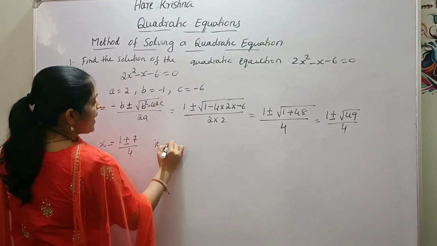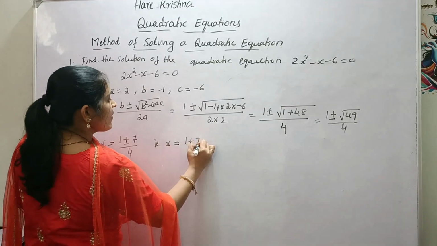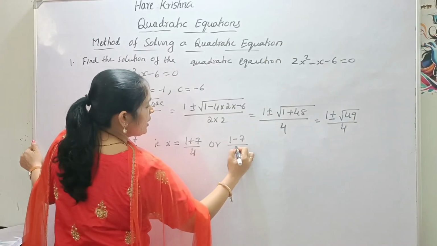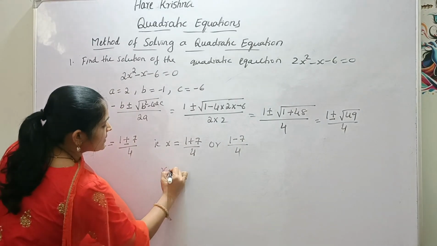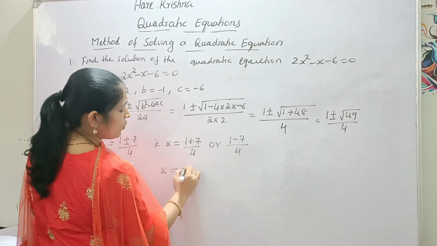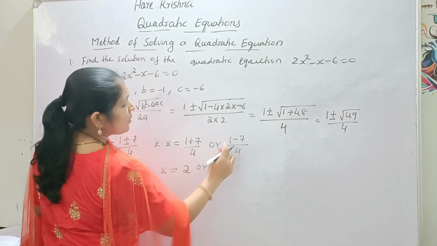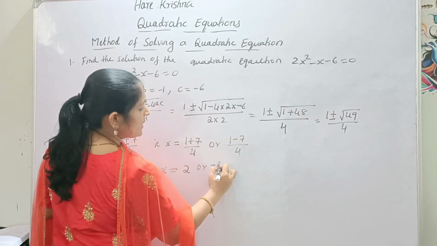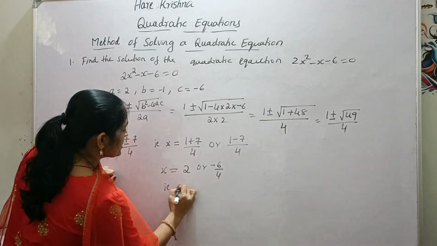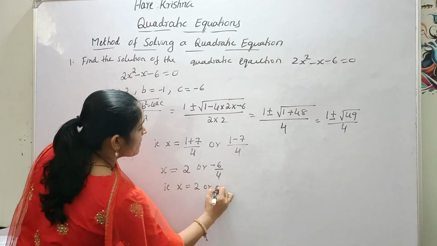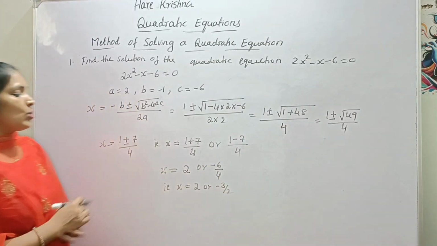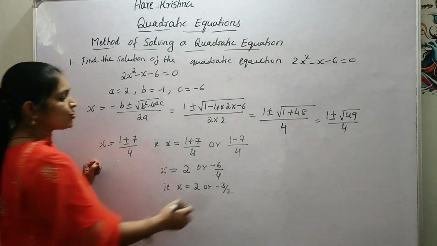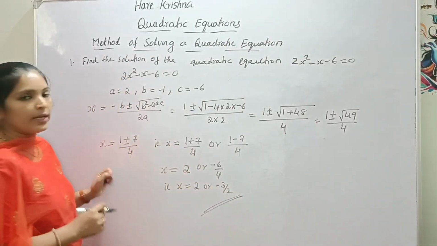That is, x is equal to 1 plus 7 divided by 4 or 1 minus 7 divided by 4. That is, x is equal to 8 by 4, which is 2, or 1 minus 7, that is −6 by 4. That is −6 by 4, that is x is equal to 2 or −3 by 2. So x is equal to 2 or −3 by 2 is the solution of the given quadratic equation.